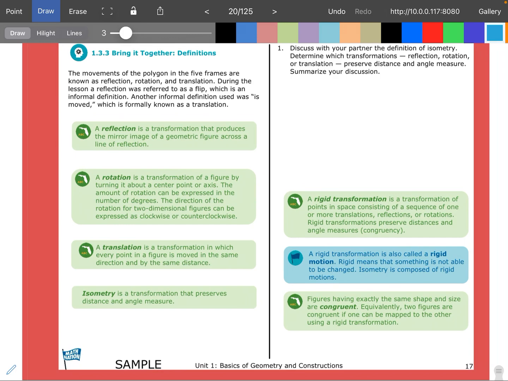A rotation is another transformation that will turn it about a point or an axis. And the amount of the rotation is in degrees. A translation is just a slide. It's moving every point of a figure the same direction and the same distance. So these are 3 of our 4 transformations. These are all transformations.